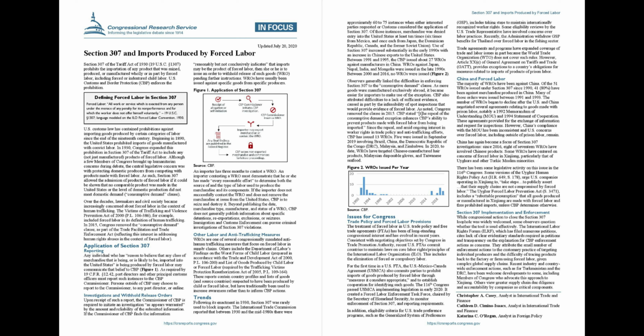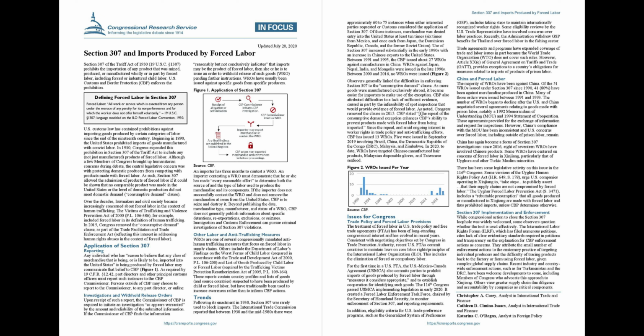Section 307 and imports produced by forced labor. Updated July 20, 2020. Section 307 of the Tariff Act of 1930, 19 U.S.C. Section 1307, prohibits the importation of any product that was mined, produced, or manufactured wholly or in part by forced labor, including forced or indentured child labor. U.S. Customs and Border Protection (CBP) enforces the prohibition.